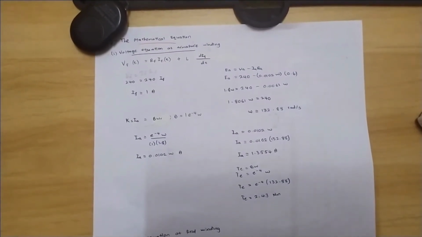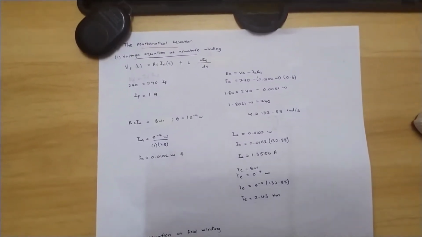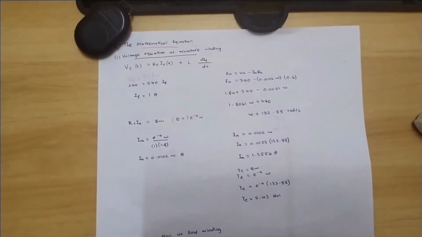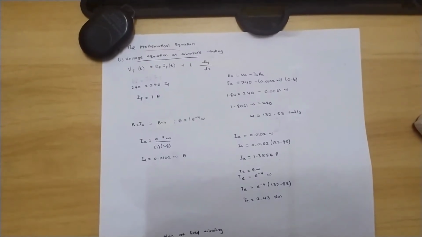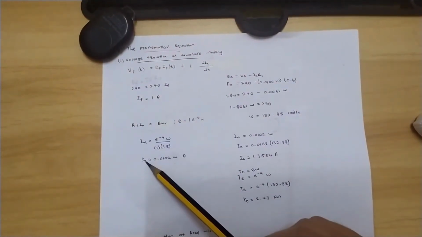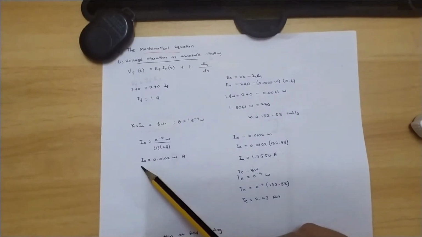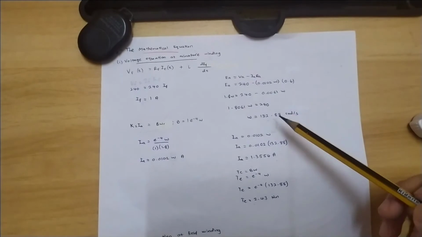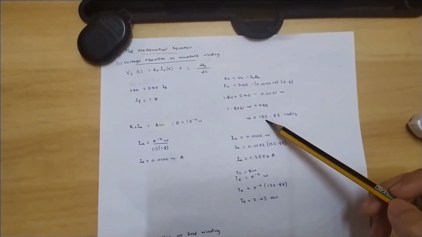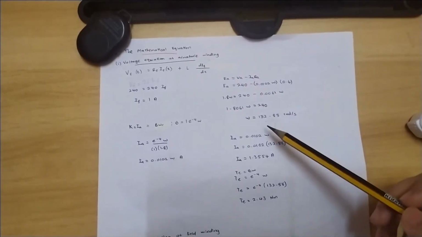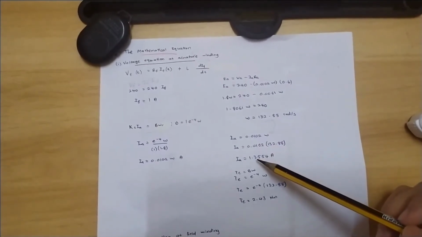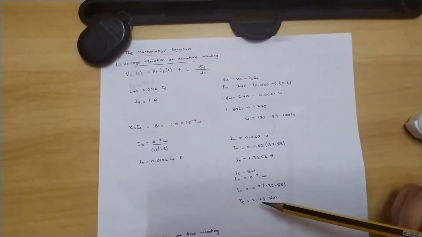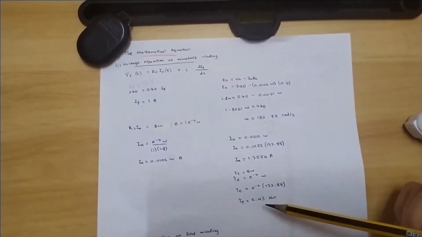Now we move to the mathematical equations. We have the voltage equation at the armature winding. We need to calculate IF, and we get IF equal to 1 ampere, and we calculate IA using this formula, and we get IA in terms of omega. So we need to calculate omega first, and we get this value. After we get omega, we can calculate IA, and we get this value for IA. After that, we calculate the electromagnetic torque, and we get 2.43 Newton meter.